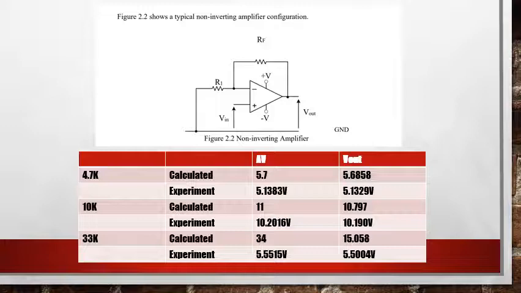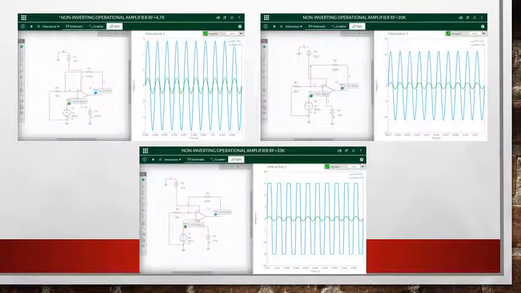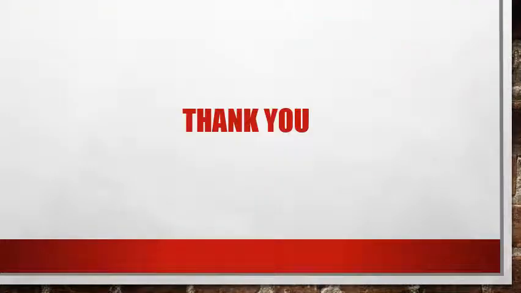On the table, you can see the 4.7K value of calculated and experimental AV and Vout, and also 10K and 33K. Here is the graph of the non-inverting operational amplifier of 4.7K, 10K and also 33K. Okay, that's all from me.